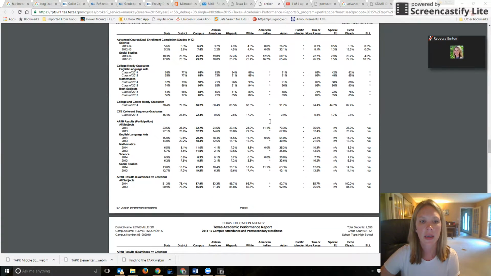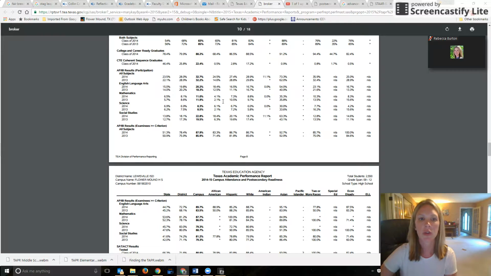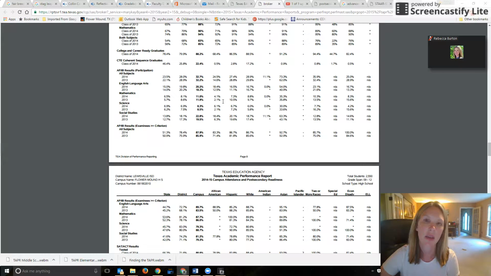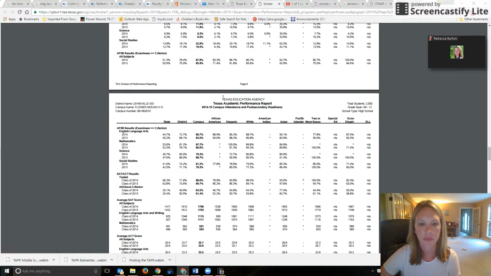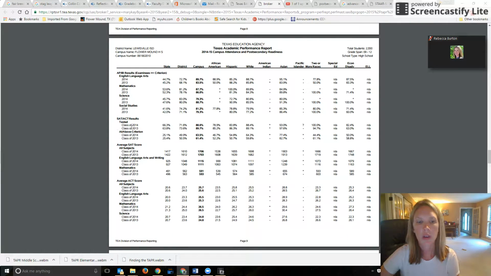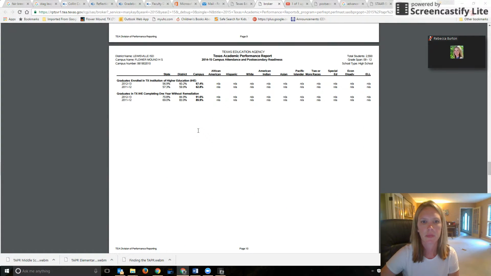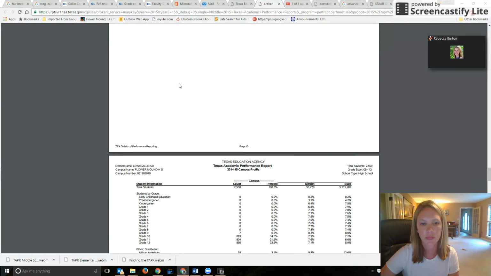What we're also tracking is the AP or IB results. So how many students are taking AP classes or enrolled in IB schools. We're also looking at SAT and ACT results. We want to see how many of those students passed the SATs or the ACTs. And here again, we're looking at how many of those students are enrolled in a Texas institution of higher education.